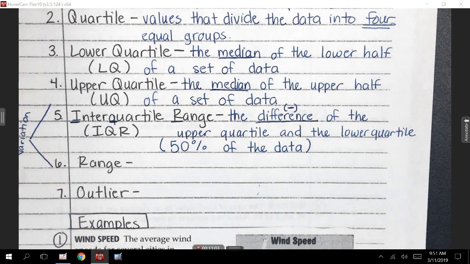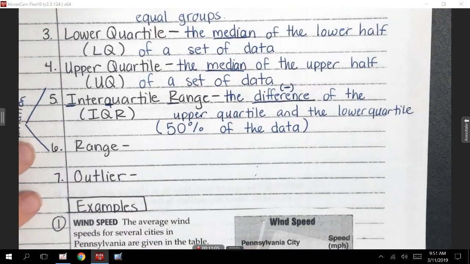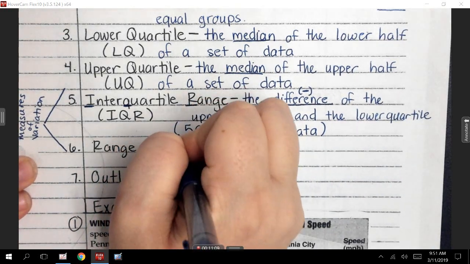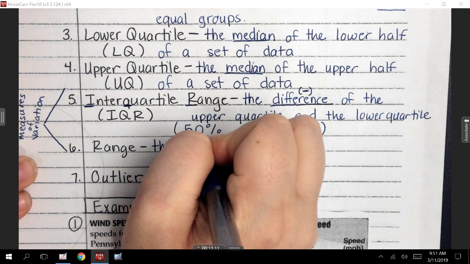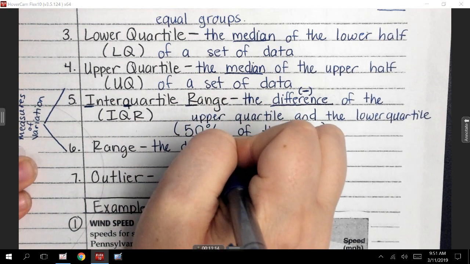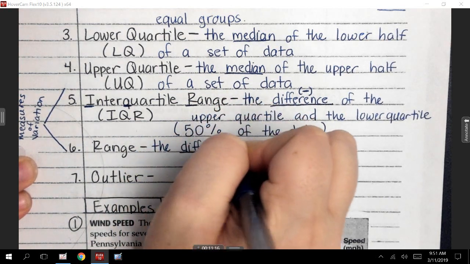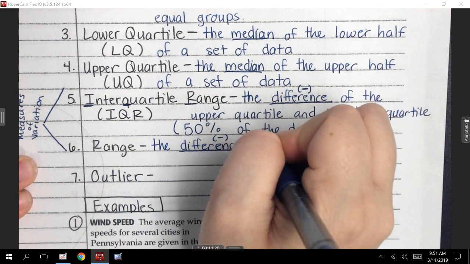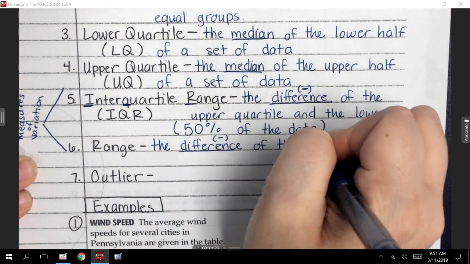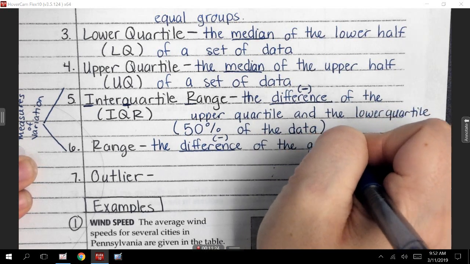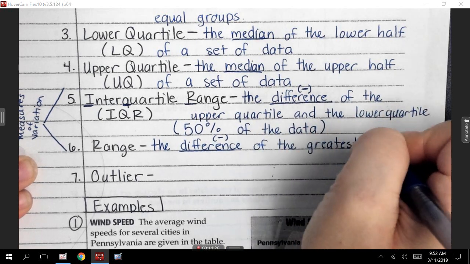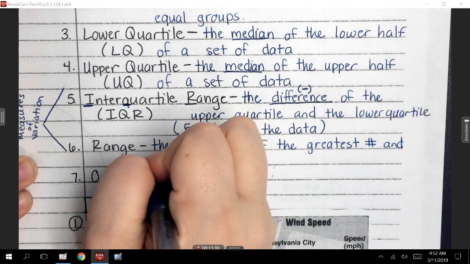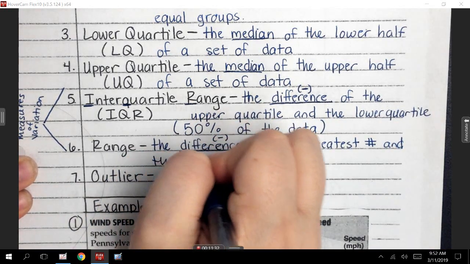Okay. All right, now my range, we've written this definition down before. I'm just going to fill it in again for us. It's the difference, because difference means to subtract, just another little reminder, the difference of the greatest number and the smallest number.